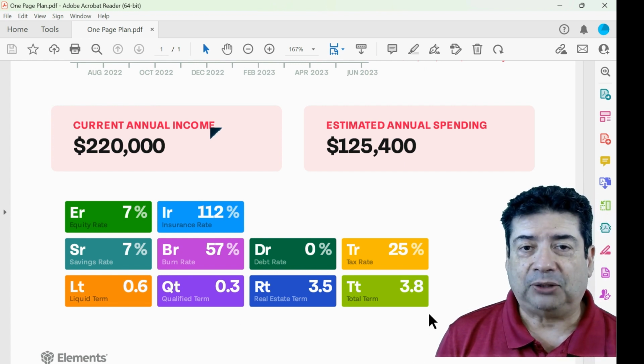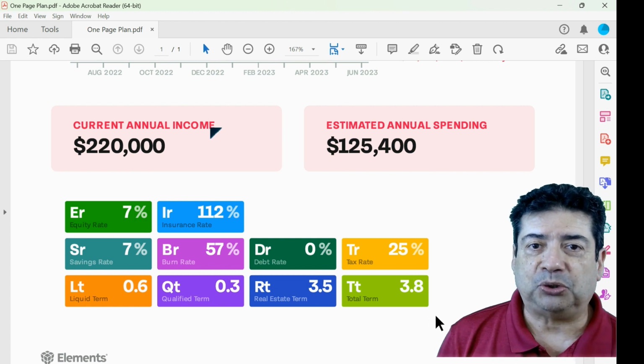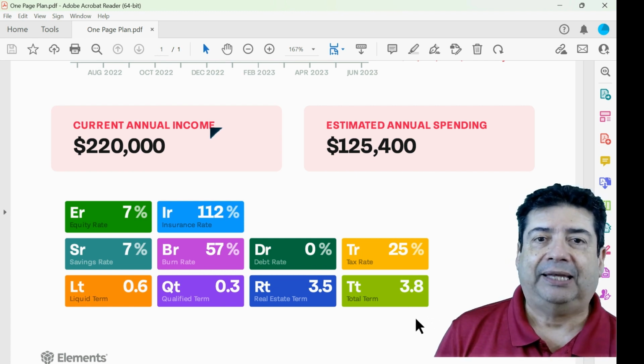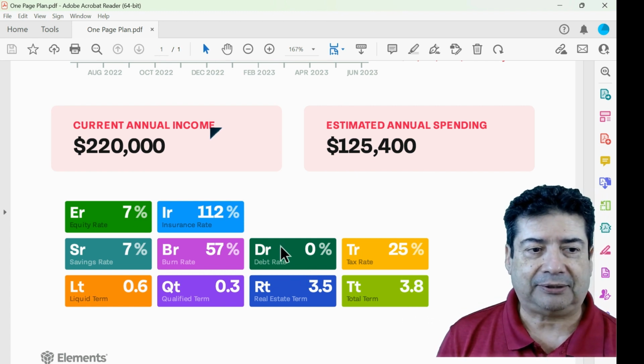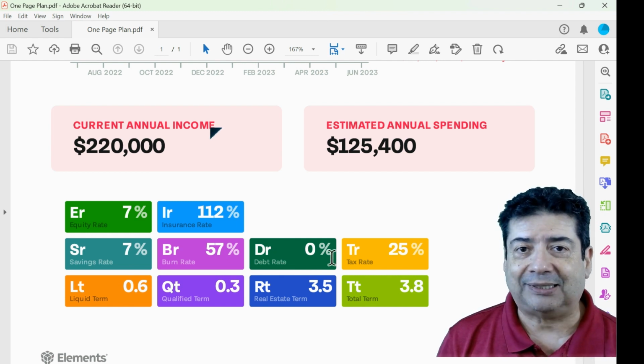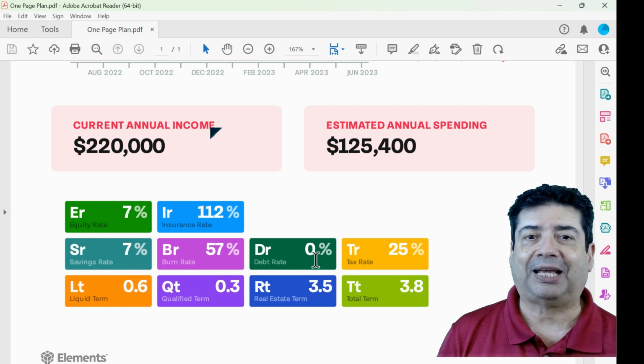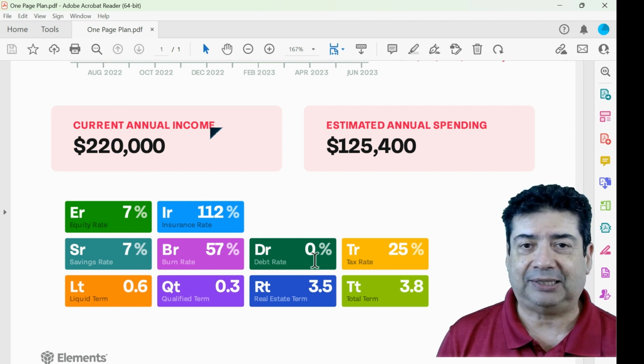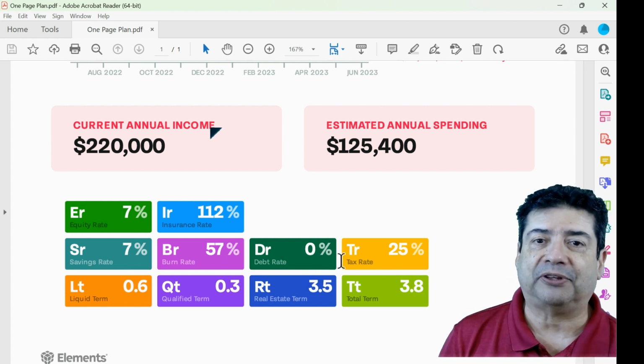So I want to start by commending you because you have an excellent debt rate right here of 0%, which means that you have no debts. That's excellent. Not many people can say that they have no debts. So again, I commend you for that.